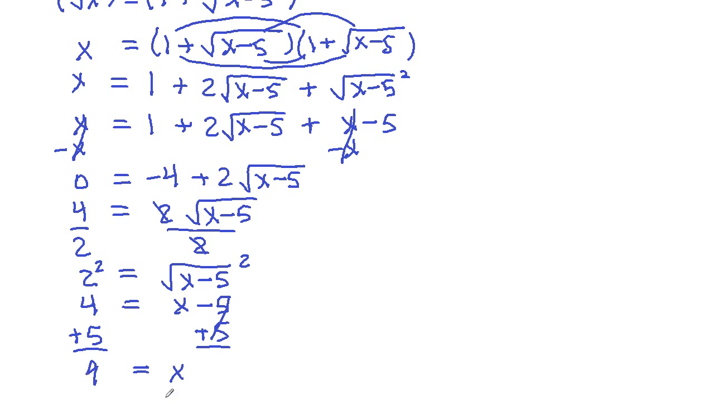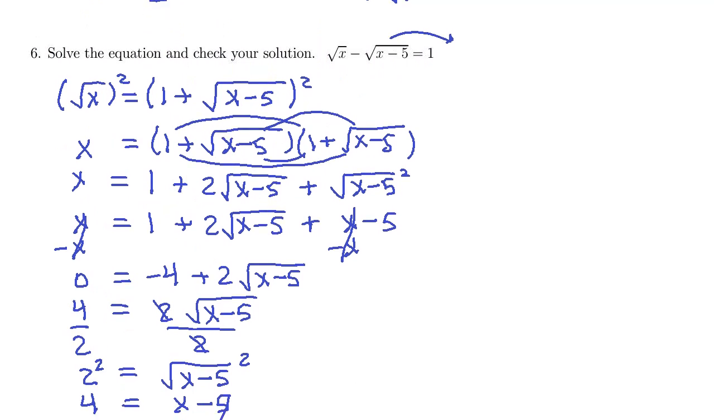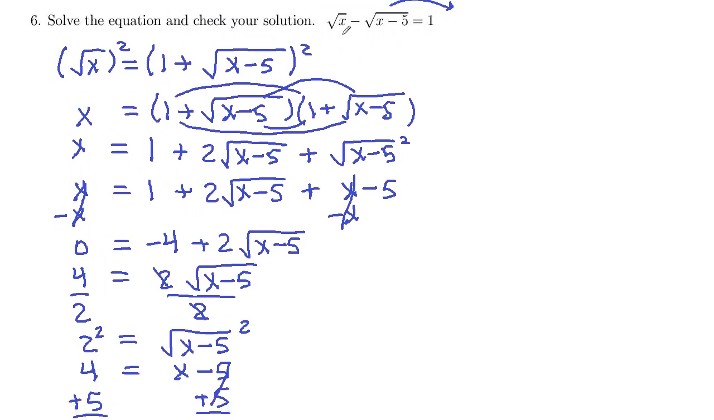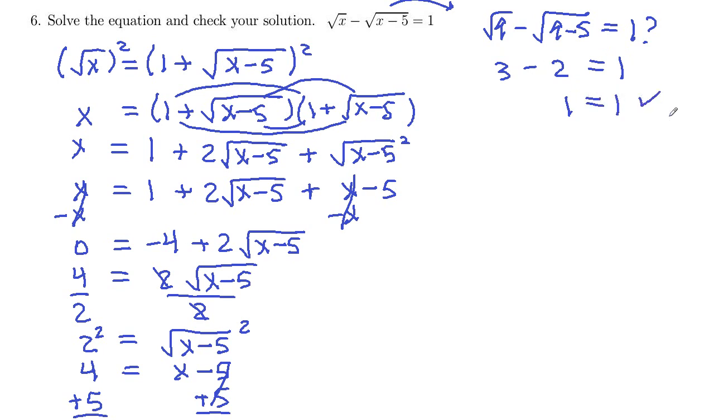And you should double check that solution, because you can get extraneous solutions here. So if you put that 9 in here, square root 9 minus square root 9 minus 5. And is that equal to 1? Well, square root of 9 is 3. And then 9 minus 5 is 4. Root 4 is 2. And that does indeed equal 1. So it checks.